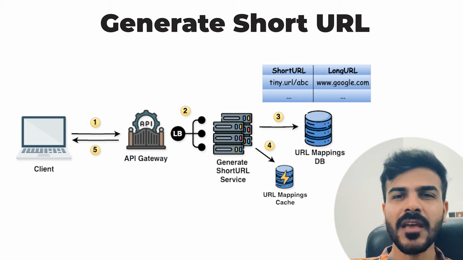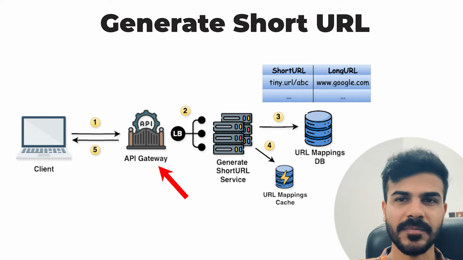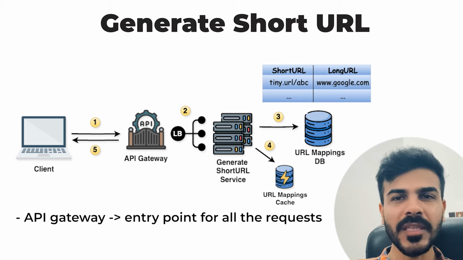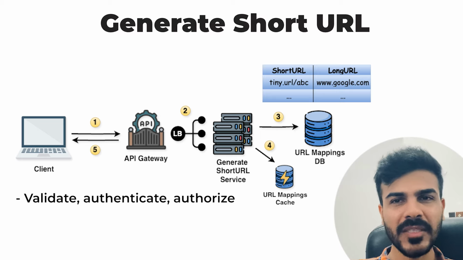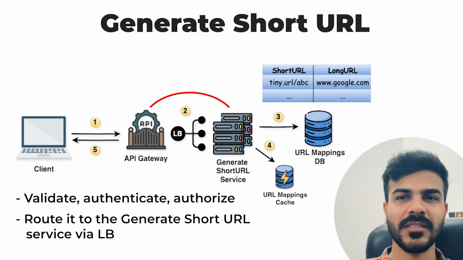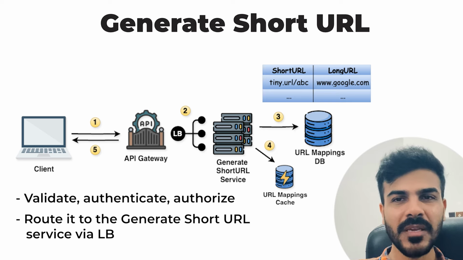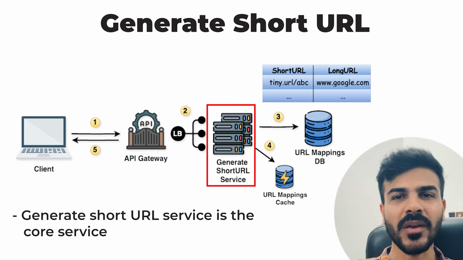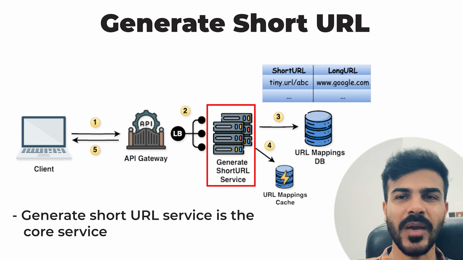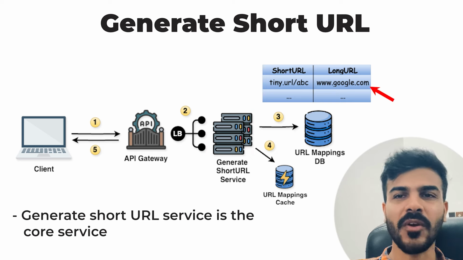Then after this, the request would reach the API gateway. This API gateway would be the entry point for all the requests to our TinyURL service. It would handle this request, perhaps validate, authenticate and authorize it, and then ultimately route it to the generate short URL service via a load balancer. Now this generate short URL service is the core service that has the main business logic to actually generate the short URL for our long URL.